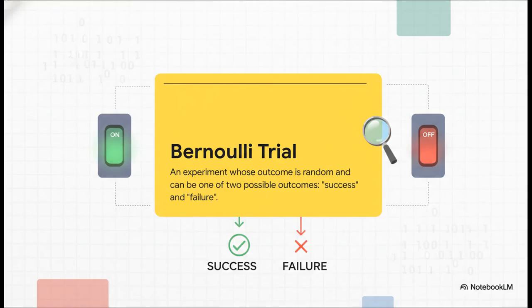And that's it. It's super simple. A Bernoulli trial is just any random event that can only go one of two ways. It's a yes or a no, an on or an off, a heads or a tails. This simple binary nature, two outcomes, and only two, is the core idea we're going to build on.